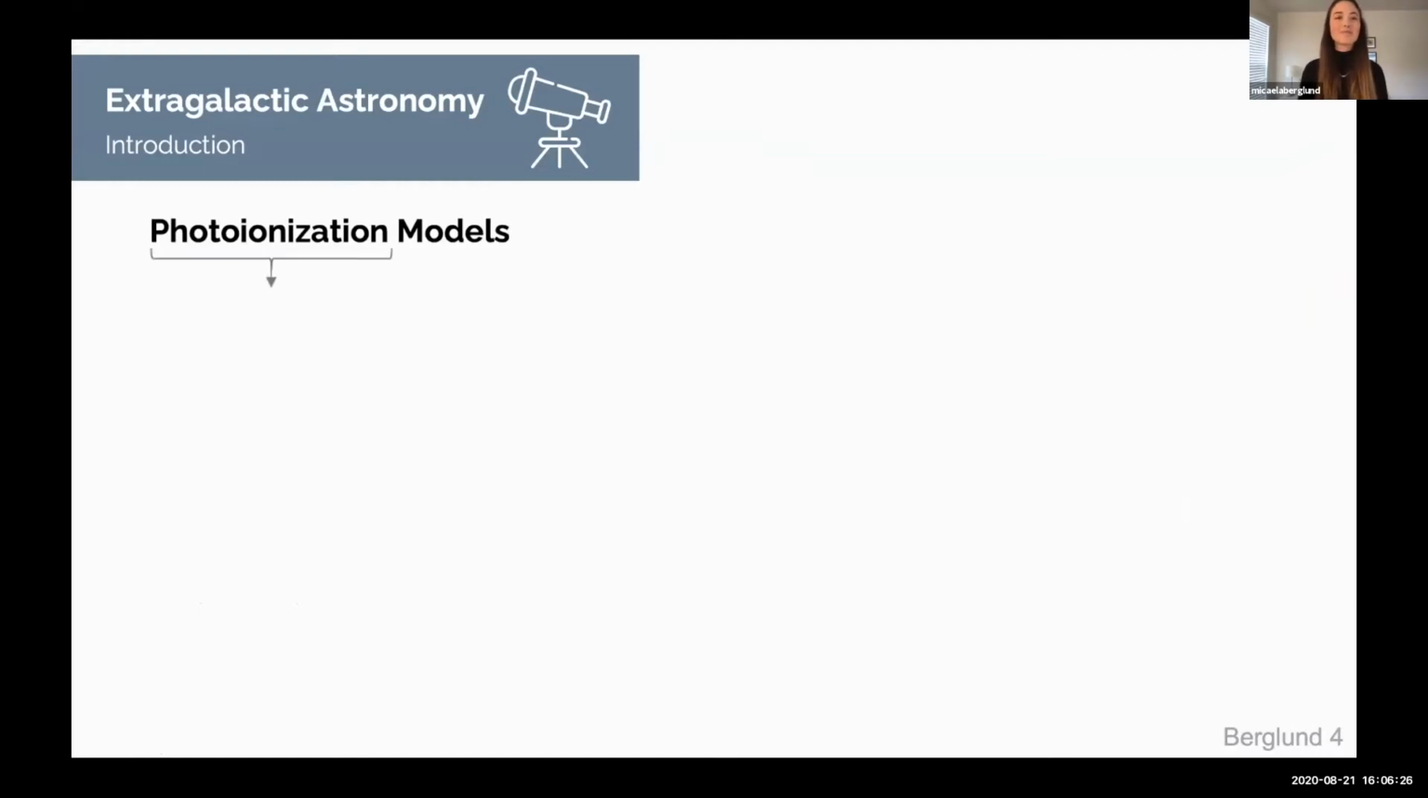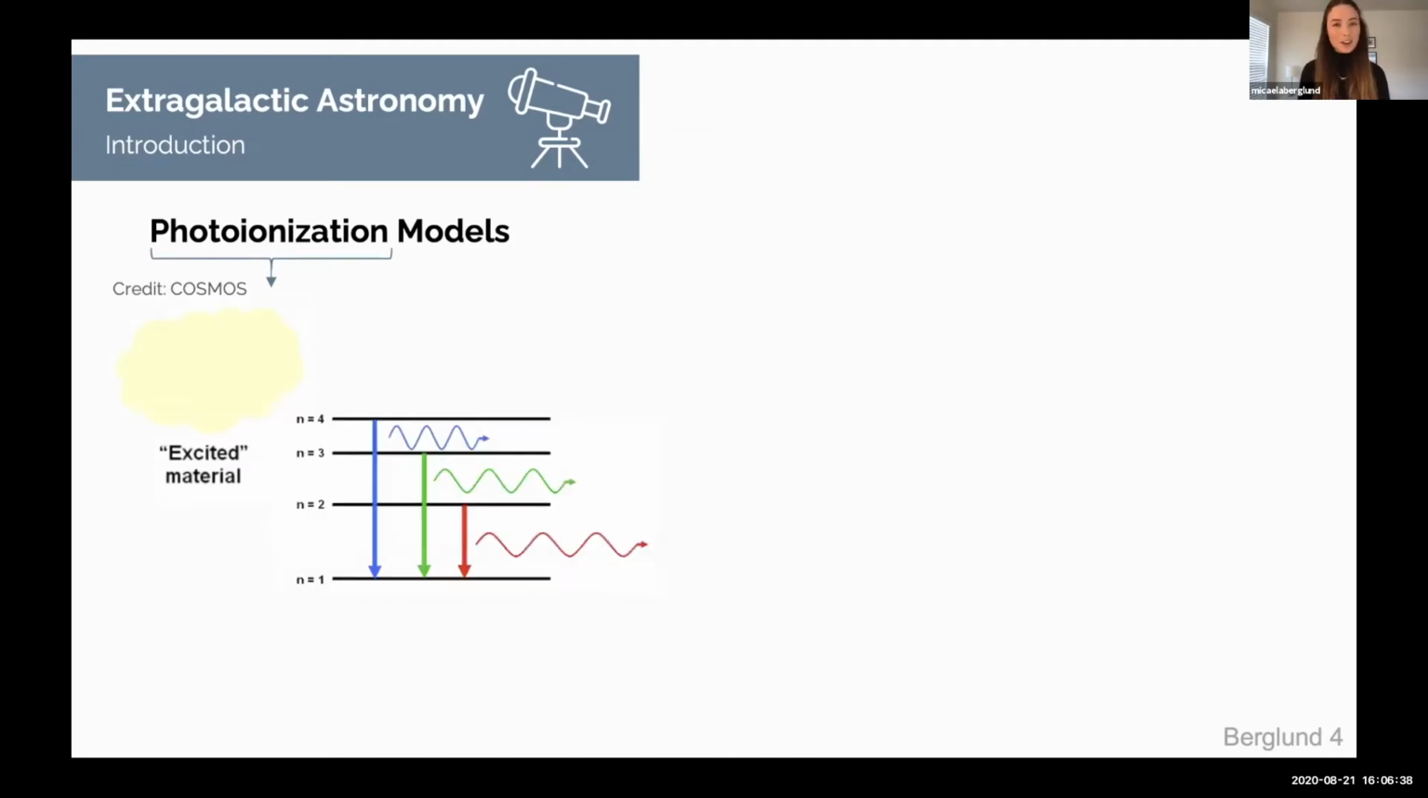Let's break it down. Photoionization happens when you have an excited material. So you have hot gas or stars in a galaxy. And in all of the atoms in that gas or stars, you have electrons falling from one quantum mechanical level to another. And as they fall, they emit a photon. That photon's energy determines its wavelength. So from photoionization, we get emission line spectrums. Basically, if you have a spectrum, you can see the different chemicals in the galaxy from it.